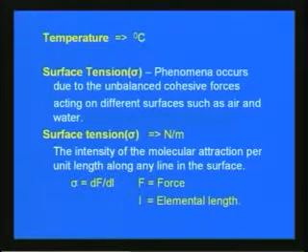Surface tension is the phenomenon that occurs due to the unbalanced cohesive forces acting on different surfaces such as air and water. It is generally expressed as sigma, and its unit is Newton per meter.